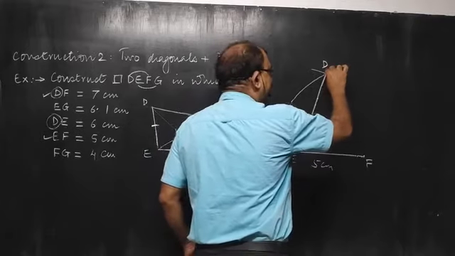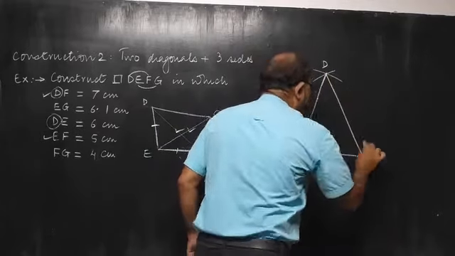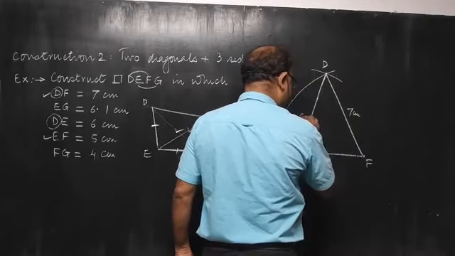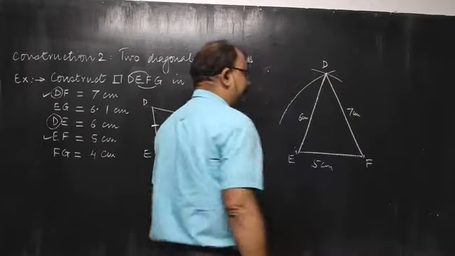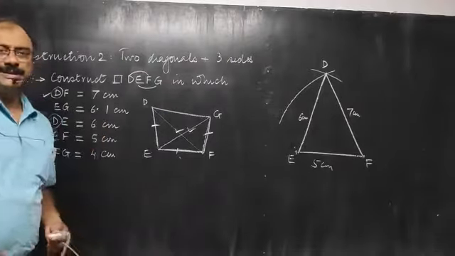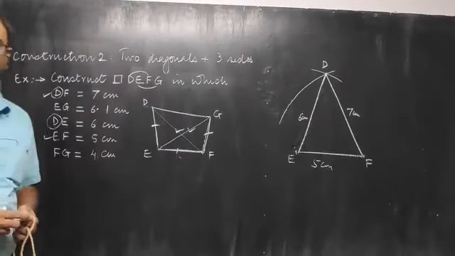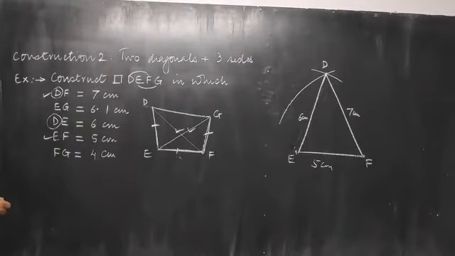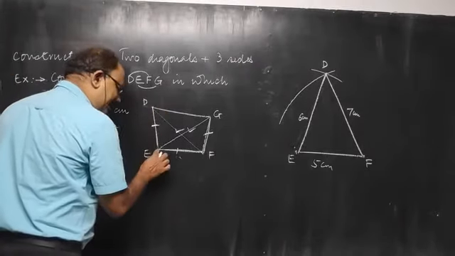Join D with F. This is 7 centimeters. This is 6 centimeters. Okay. Now, because it is drawn by freehand, accuracy may not be there, but the steps of constructions are absolutely right. So, now I have got point D also, E also, F also.